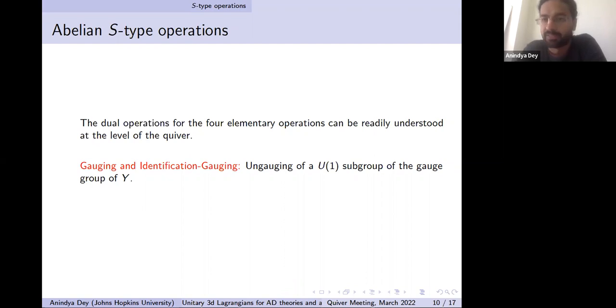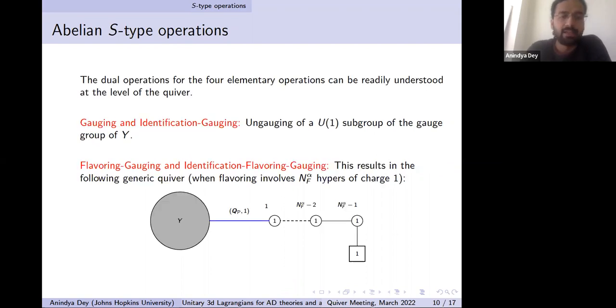So this is reminiscent of the S operation of Witten's SL2Z. I mean, you gauge on one side, you ungauge on the other side, and then the flavoring, gauging and the identification flavoring gauging.